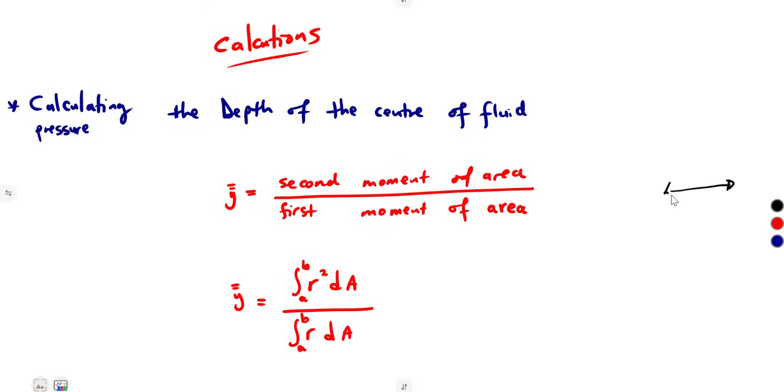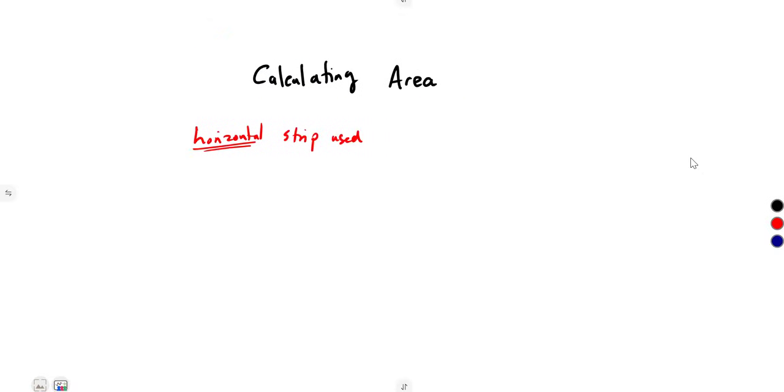I'm going to explain those steps later on. So the strip that we always use is a horizontal strip. That is why I'm going to focus on that one in this case. So let's say you're calculating an area. Let's just take a basic one, from what you are used to.